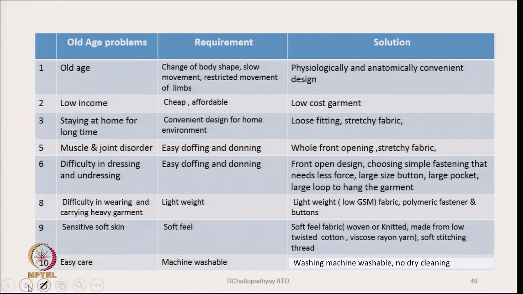The easy care, that is machine washable. The garment has to be easily washed using a washing machine, so that one need not go for dry cleaning. So, the kind of fabric that we use should be such that one does not need dry cleaning. There are some fibers or fabrics which need dry cleaning. That sort of solution should not come. We have to think that it should be washable by a normal standard washing machine.